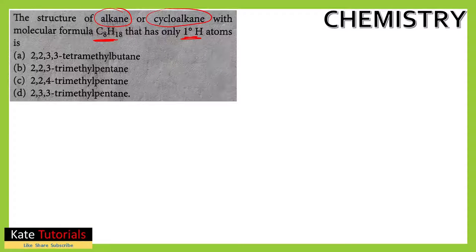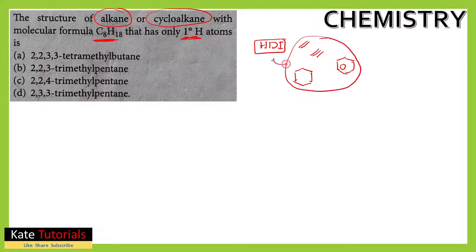To determine whether it is only alkane or cycloalkane, there is a formula called hydrogen deficiency index. That formula we can use to tell whether the compound has a double bond, triple bond, benzene ring, or any cyclo ring. For example, this is a cycloalkane, right? But if we see options A, B, C, D, they haven't used any cyclo here. It means it is only alkane, not cycloalkane. So I am not going to use this hydrogen deficiency index.